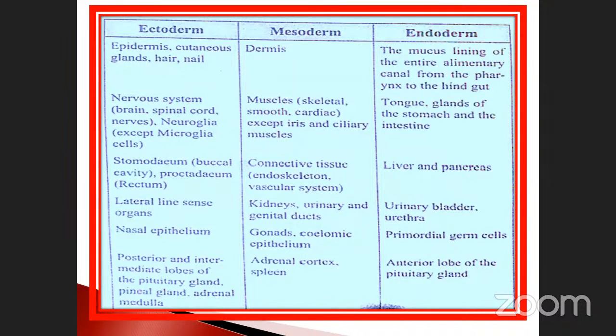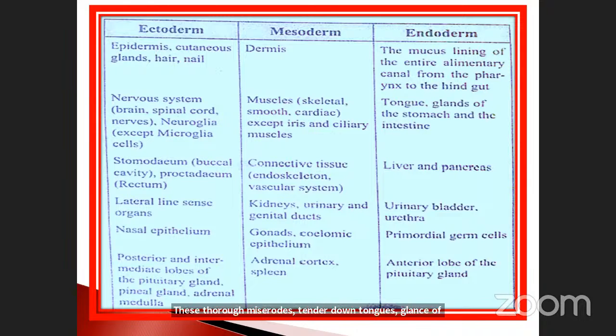Ectoderm gives the nervous system: brain, spinal cord, nerves, and neuroglia, except microglia cells. These are all ectoderm. Mesoderm gives muscles: skeletal, smooth, and cardiac, except iris and ciliary muscles. These are the mesoderm. Endoderm gives the tongue, glands of the stomach, and also the intestine.